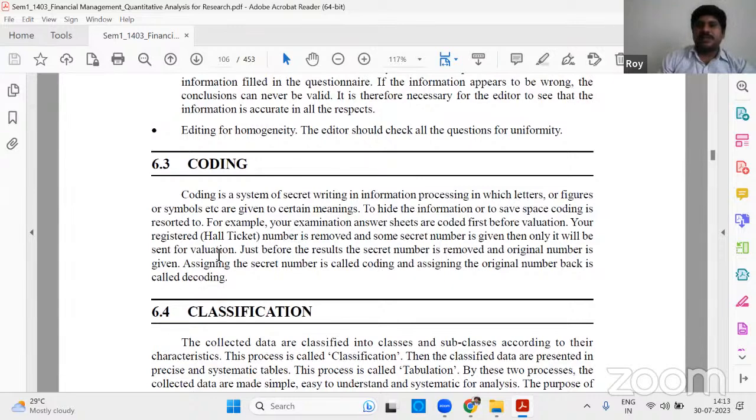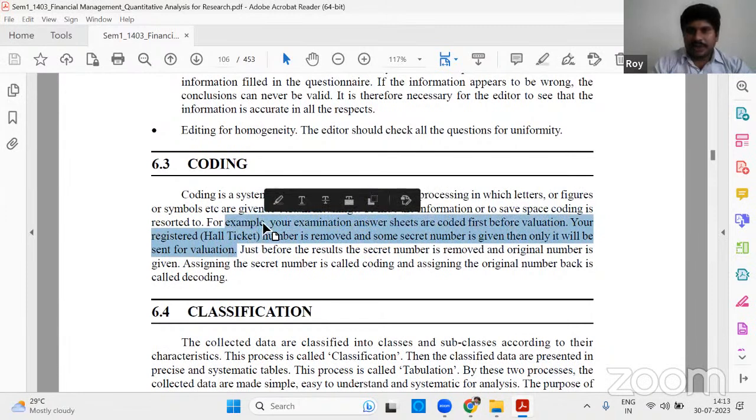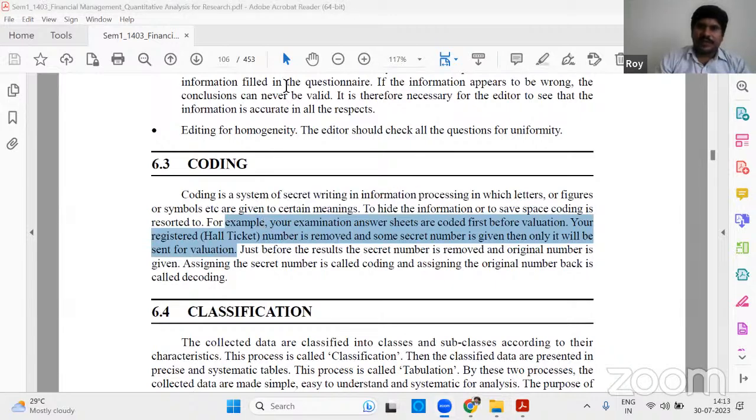For example, your examination answer sheets are coded first before valuation. Your hall ticket number is removed. Some secret number is given, and only then it will be sent for valuation. Hall ticket number is there, that is 1, 2, 3, 4, 5, 6. Let us say one student who spoke to me right now, Deepa, has hall ticket number 1, 2, 3, 4, 5, 6. When I am evaluating, I should not know whose paper I am evaluating. Then what should they do? They should give a secret code, and for that they should create one.